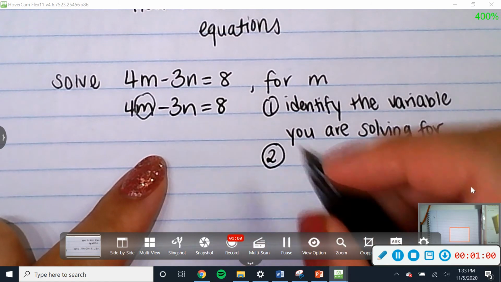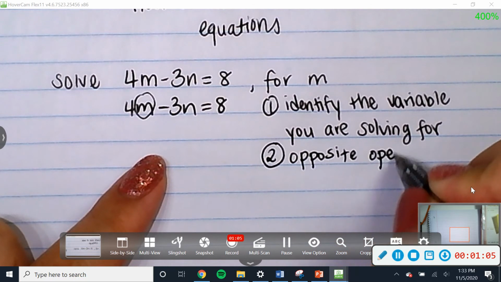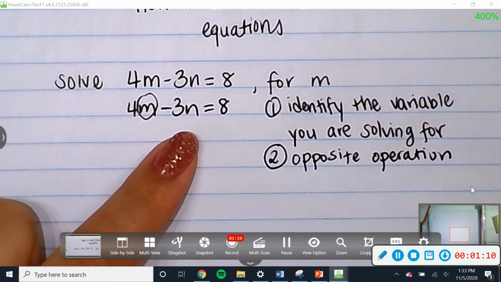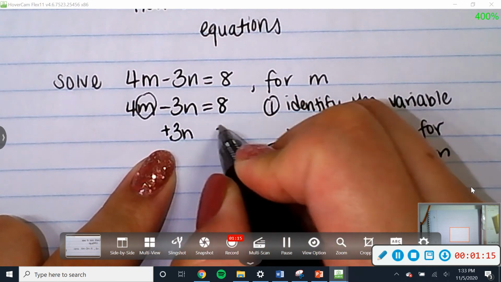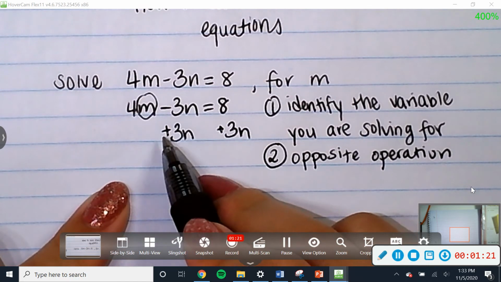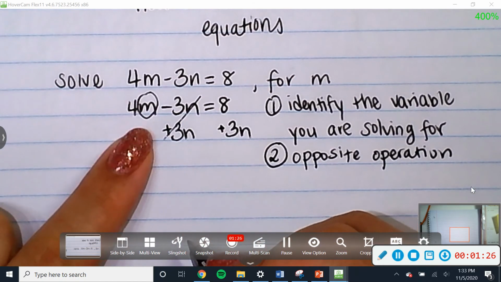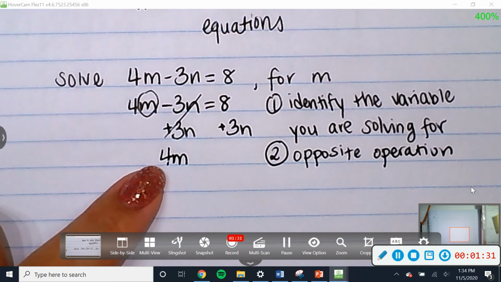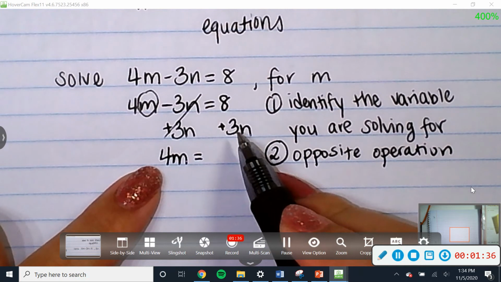And to do that, we always want to do the opposite operation. So here we are subtracting 3n. So to get rid of it from this side of the equation, we would need to add on both sides 3n. So I write plus 3n on both sides, and because negative 3n plus positive 3n cancels out, I'm left with just 4m on this side of my equation. So I rewrite that so that I can continue solving. And on this side here, I have 8 plus 3n.